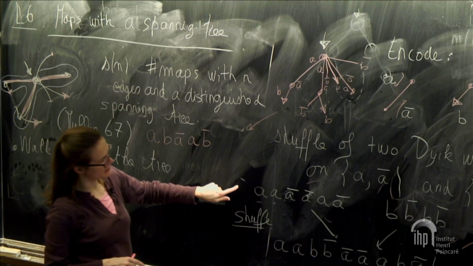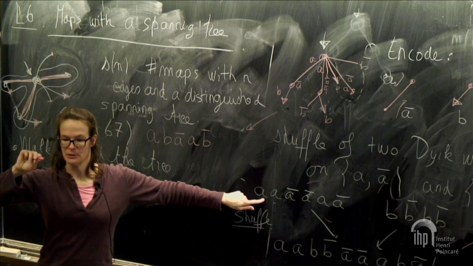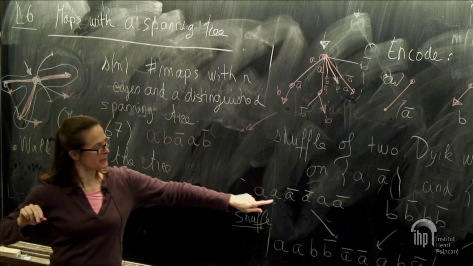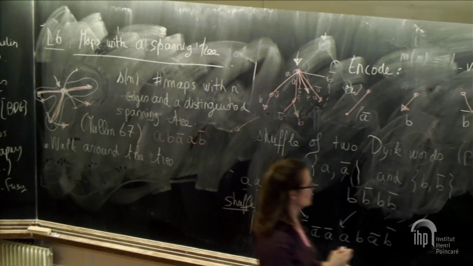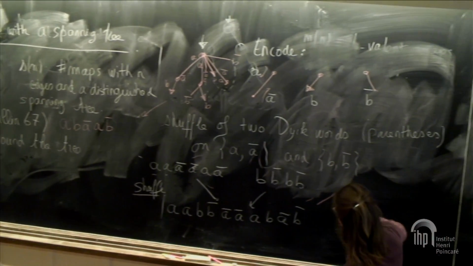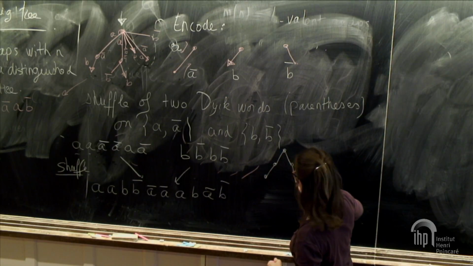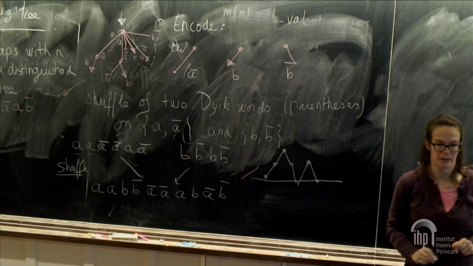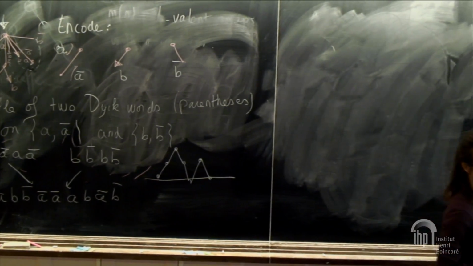Another way of saying these Dyck words is encoding the A letters by up, the A bar letters by down, and what I get is the so-called Dyck path. So a path that starts at level 0 and ends at level 0 and always remains non-negative. So this is the classical Catalan structure.